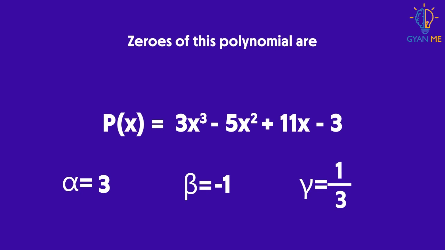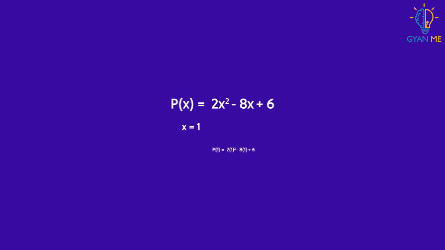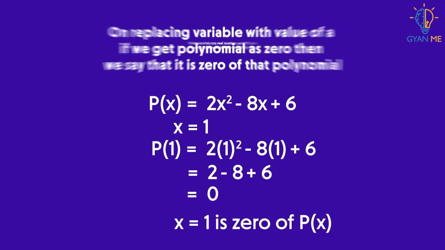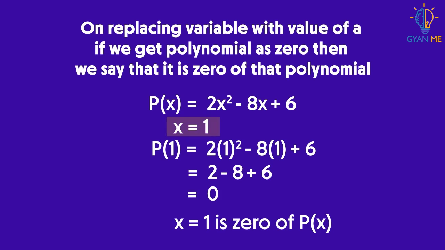So students, let's quickly summarize what we have learnt. We know that any real number, say a, is a zero of polynomial p of x only if p of a is equal to 0. That is, on replacing variable with the value of a, if we get polynomial as 0, then we say that it is a zero of that polynomial.